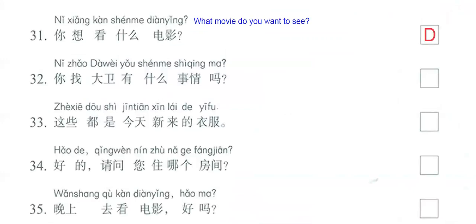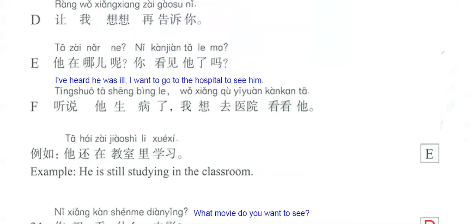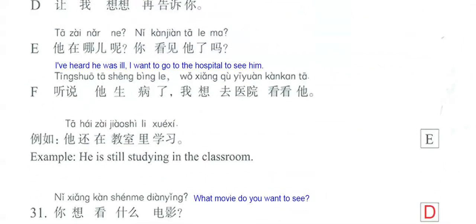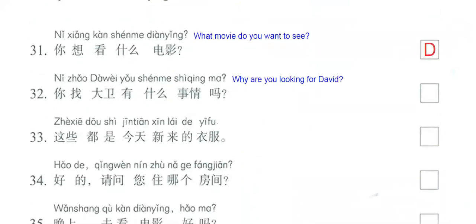Next one, number 32. 你找大卫有什么事情吗? Why are you looking for David? Why do you want him, okay? So if we realize here, the last one, letter F, I've heard he was ill. I want to go to the hospital to see him. So there's somebody looking for David, and the reason is this one, okay? Because I've heard that he was ill. I want to go to the hospital.